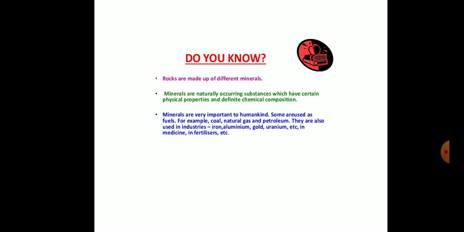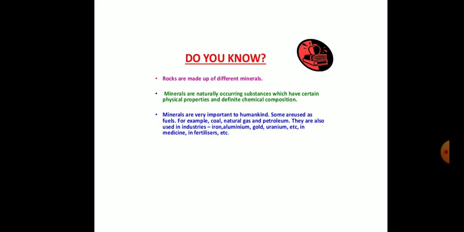So do you know this? Rocks are made up of different minerals. Minerals are naturally occurring substances which have certain physical properties and definite chemical compositions. So, minerals are very, very important to us. Some are used as fuels, for example, coal, natural gas, petroleum.